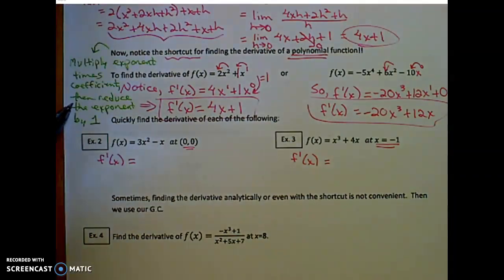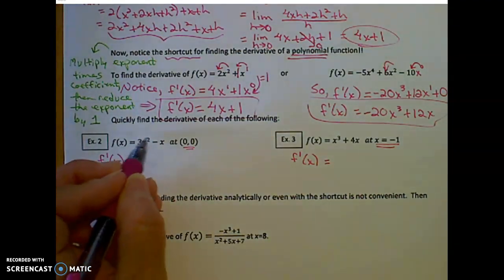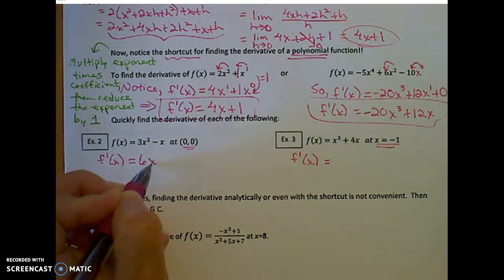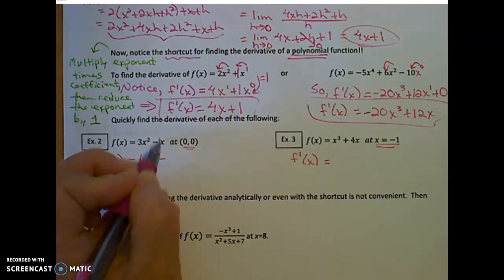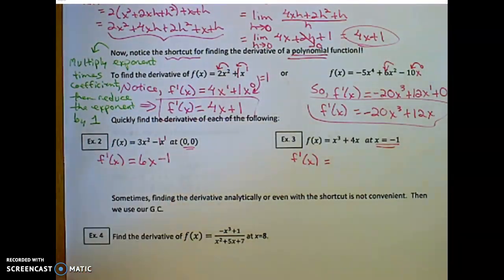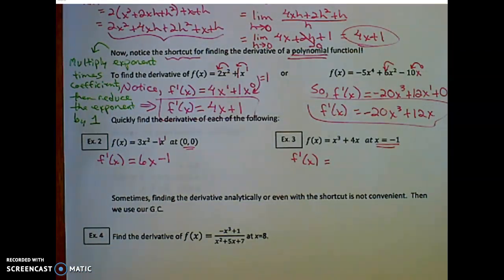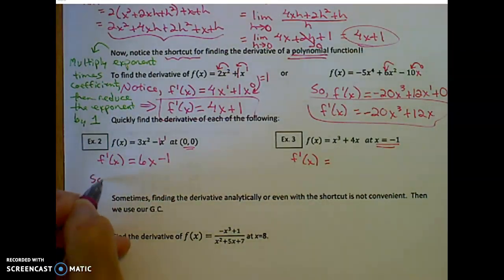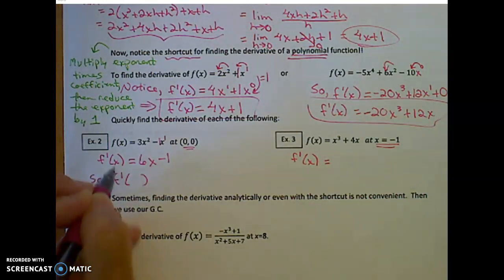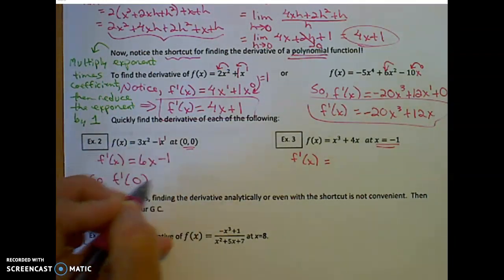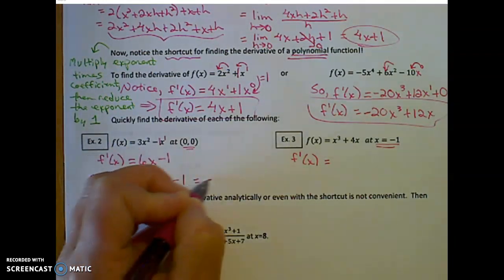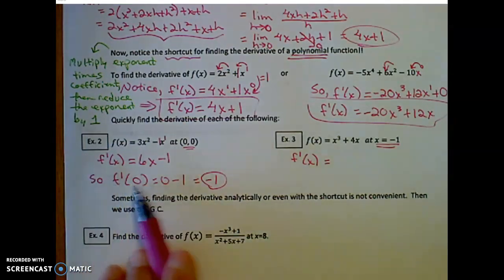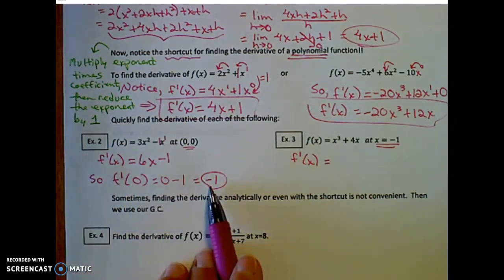Here's my little hint for you if you want to remember that or jot that down. This should be the formula for your derivative: 3 times 2 is 6, x to the first, minus 1 times 1, which is 1, x to the 0. That's the formula for my derivative. So f prime at x equals 0 is 0 minus 1, which is negative 1. And the derivative at x equals 0 is negative 1, the slope of the tangent line.